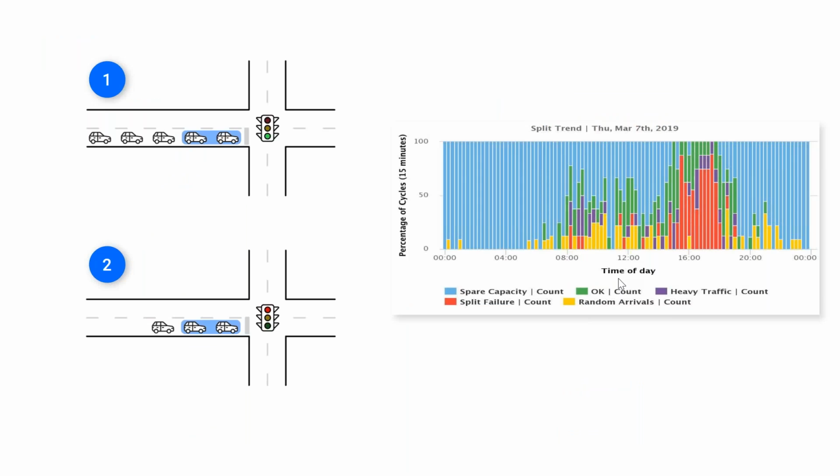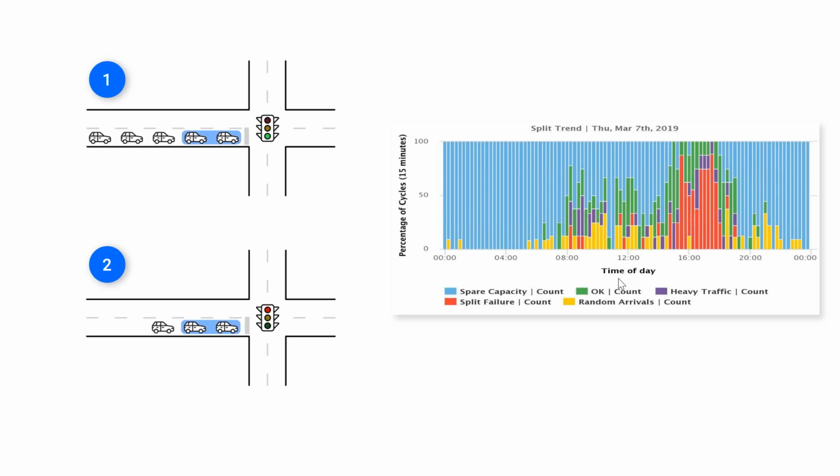Before I explain the issue, because I'm going to be using this ATSPM graph a lot, I need to explain it for a quick sec. The graph that you're seeing on the screen is what we call a split trend graph. It's basically a performance graph. Each movement at an intersection that has a stop bar detector would have a graph like this. And what it's doing is telling us, over a 24-hour duration, what the performance of this movement is. And it does that through the stop bar occupancy.